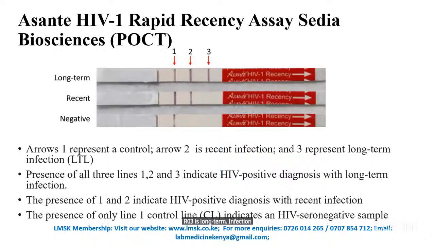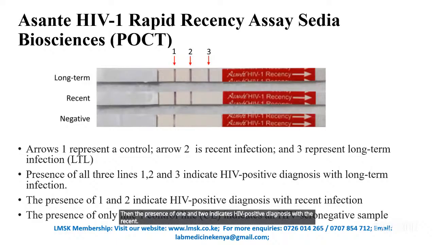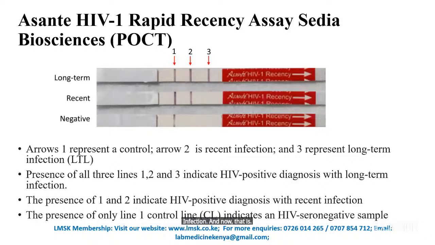So presence of all the 3 lines indicates HIV positive diagnosis with long-term infection. So that is not a candidate to proceed to the limiting antigen test. Then the presence of 1 and 2 indicates HIV positive diagnosis with recent infection. And now that is our candidate for a limiting antigen test. So the presence of only 1 line, the control line, indicates the client is seronegative.